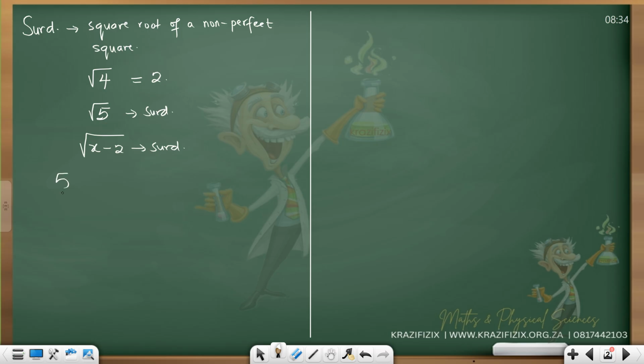Now, we said this is 5 marks. There are 5 steps that we usually walk through, and each step would give you a mark. Number 1, isolate the surd. That is, make sure that the root is on one side of the equation. Isolate the surd.